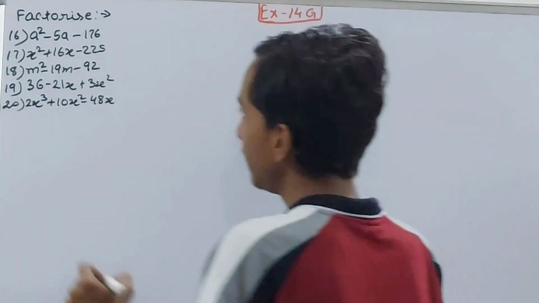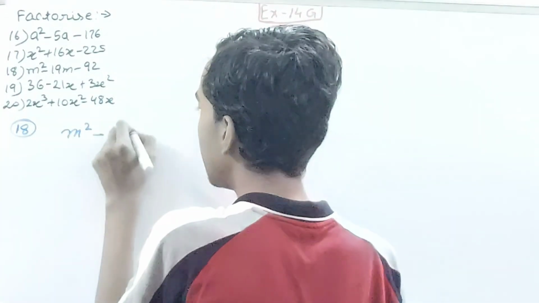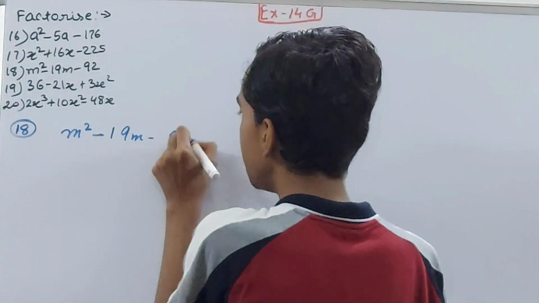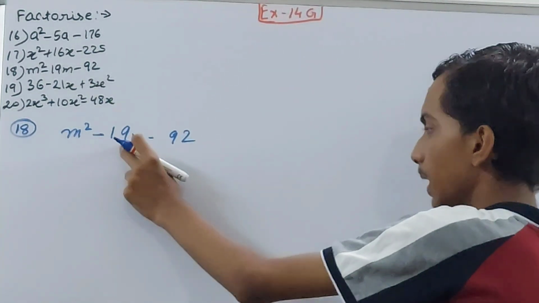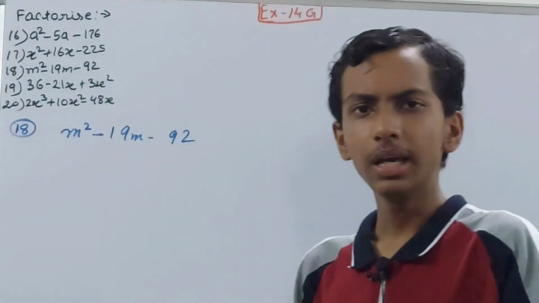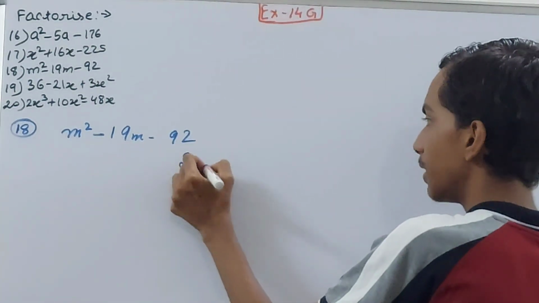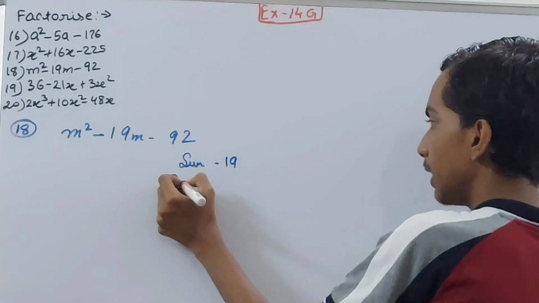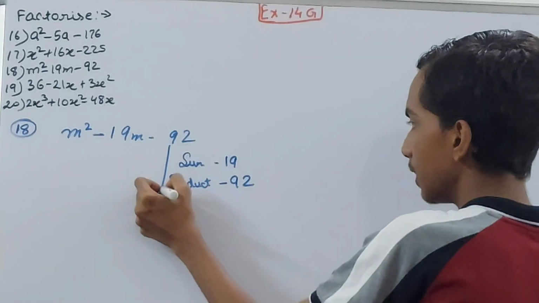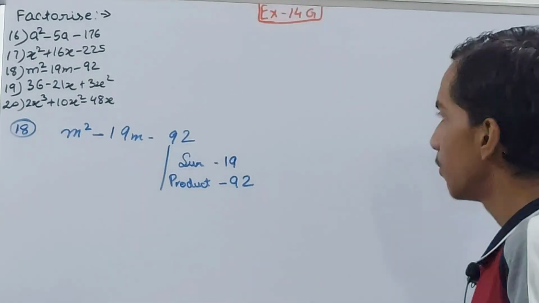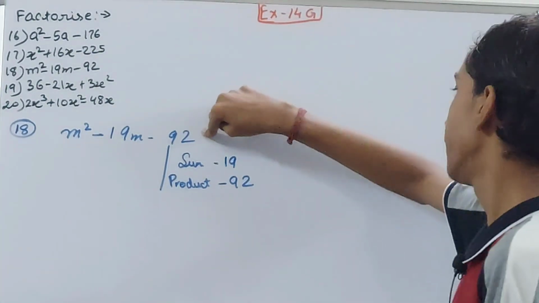Now come to the 18th question. The 18th question says m square minus 19m minus 92. Clearly visible, we have to break this minus 19m, right? We have to break the middle term in such a way that the sum remains minus 19 and the product of the two coefficients has to be minus 92. These two conditions we have, right? Let's see what factors of 92 we can take here. So let's begin from the smallest one.